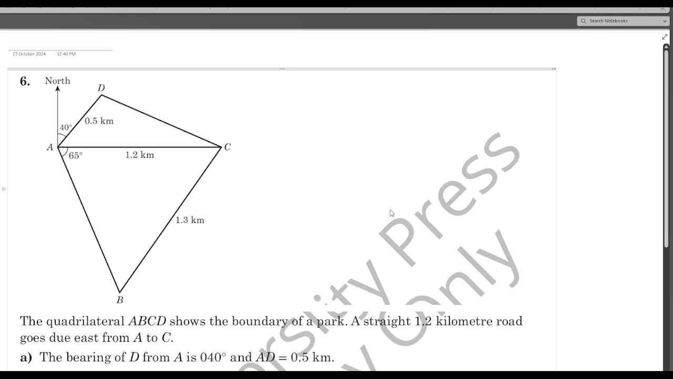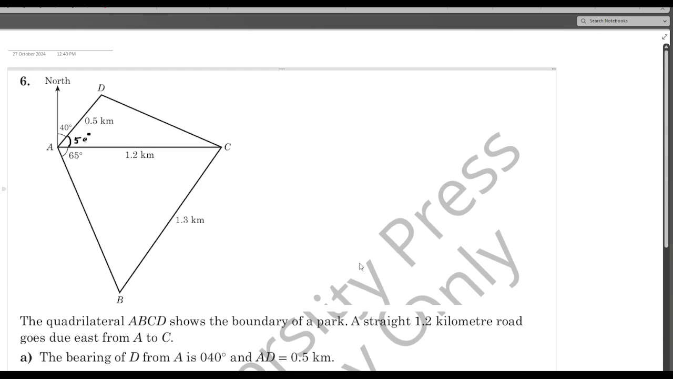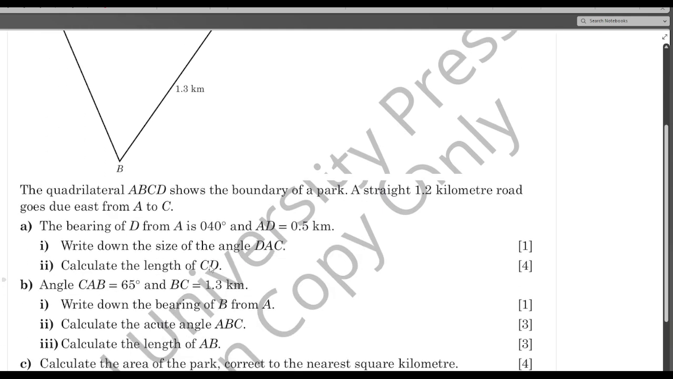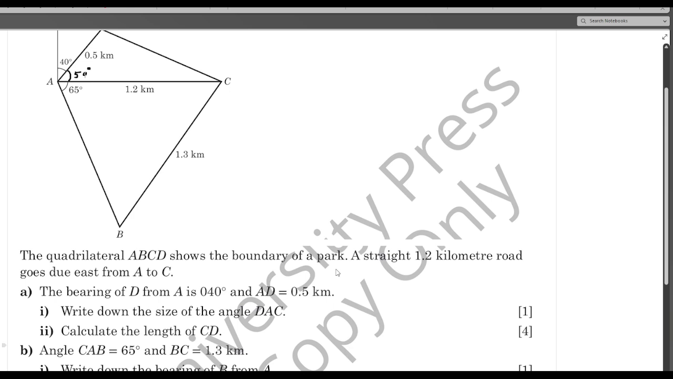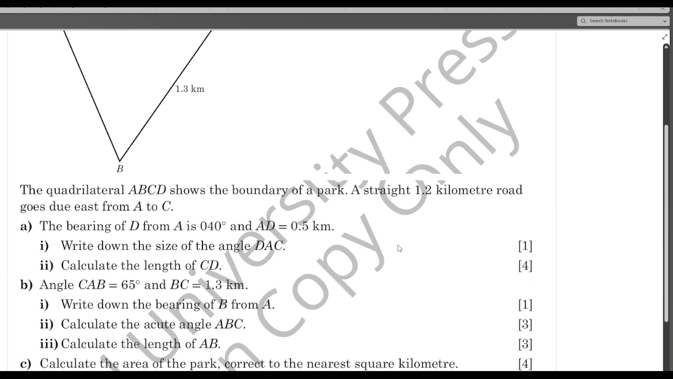So that means if I want to find out what this angle is, 40 plus 50 is 90 degree. This angle is 50 degree. The bearing of D from A is given 40, AD is given 0.5 kilometer. Write down the size of angle DAC. DAC we got it. It is 50 degree. Fine. Then calculate the length of CD.